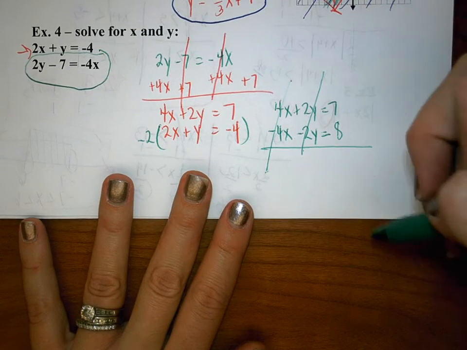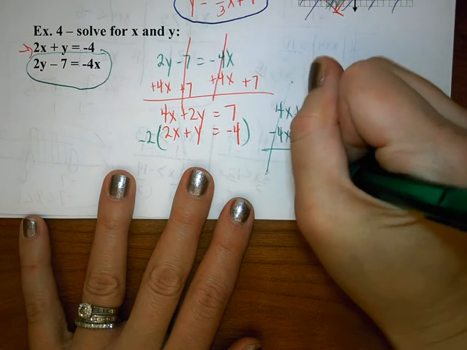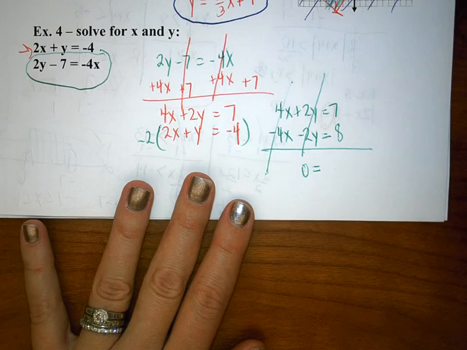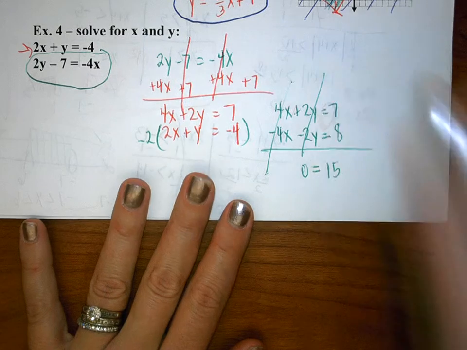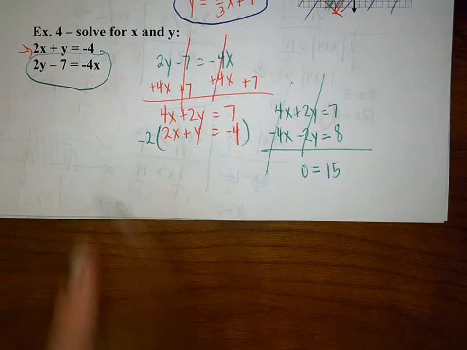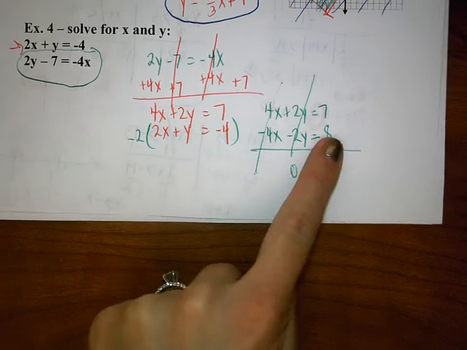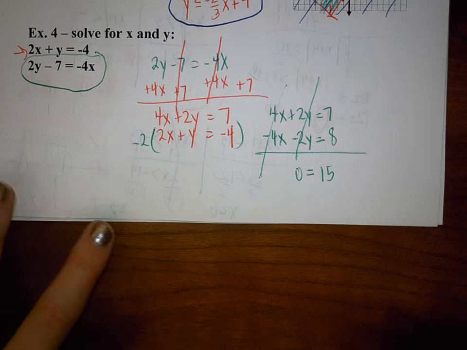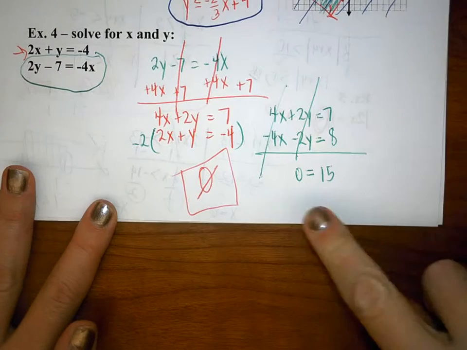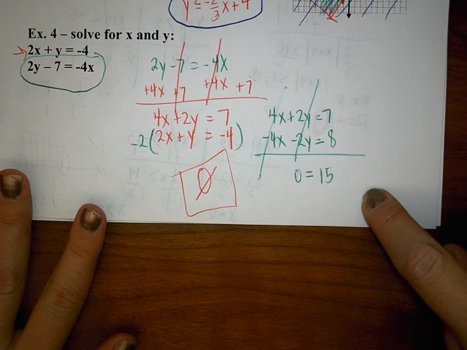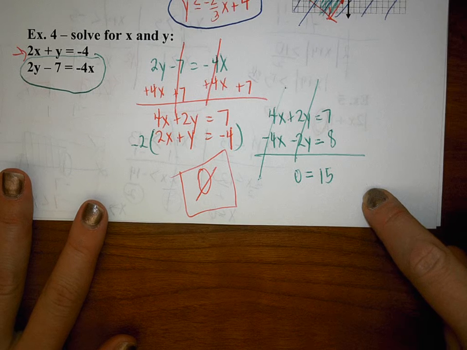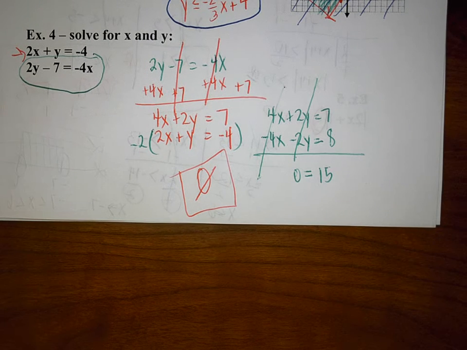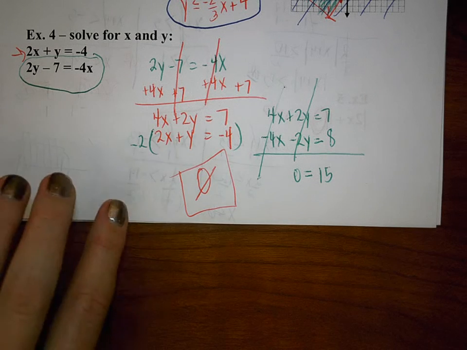When both things cancel out, that makes a 0 equals, and 7 plus 8 is 15. Now, a negative times a negative made a positive. 0 equals 15. Is that true? No. So this one is no solution. If we'd got 0 equals 0, then the answer would be all reals. This means that these are two parallel lines. They never intersect. There's never a point that these two lines cross. Okay. Questions? All right. Moving on.